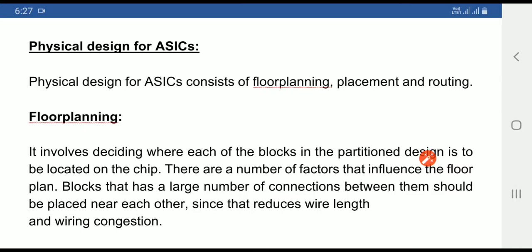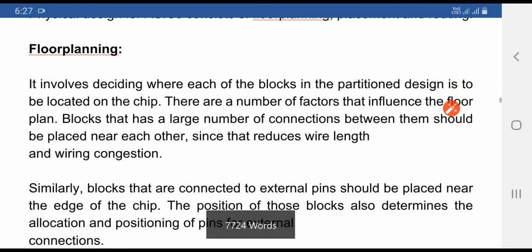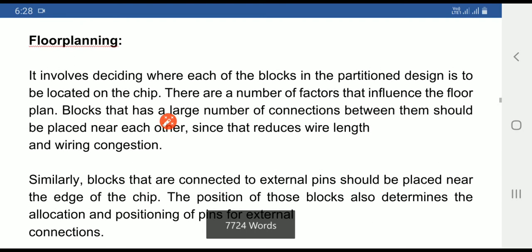The physical design for ASIC consists of floor planning, placement and routing. So what is floor planning? Floor planning involves deciding where each of the blocks in the partitioned design is to be located on the chip. Blocks are the subsystems of the main system. Some blocks are connected with external pins, and those external pins are interfaced with the outside world. That's why the location of the blocks in a chip plays a very important role.